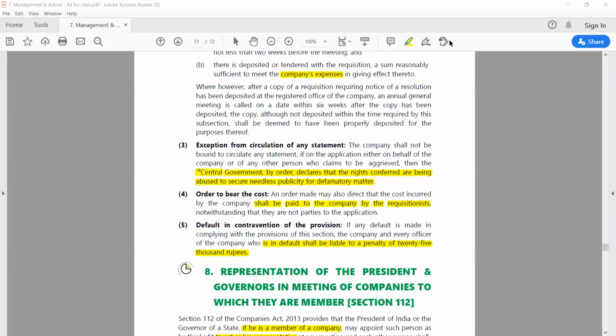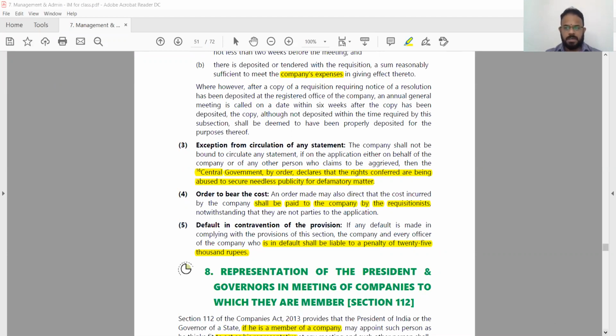Yes, the point was very simple: for whom the circulation has to be done, and for whom the circulation need not be done. That is the point they wanted to make. Here we are bringing in a concept called the requisitionist. That means a formal request made by the shareholders of the company. It can be by way of them, or it can be by way of a central government order.